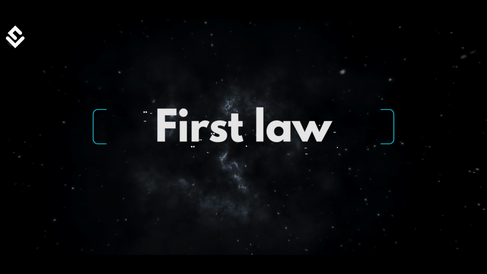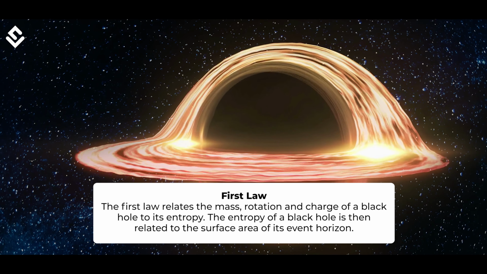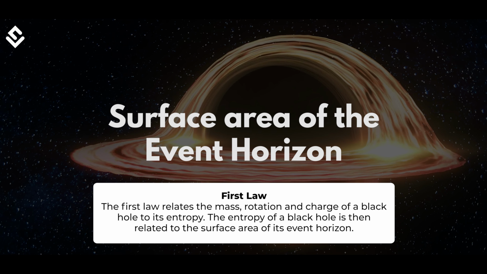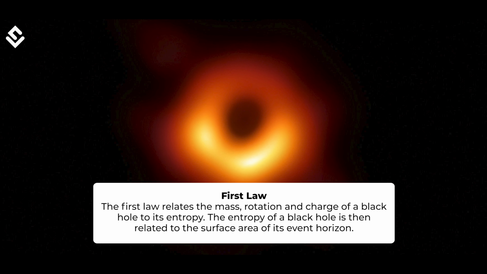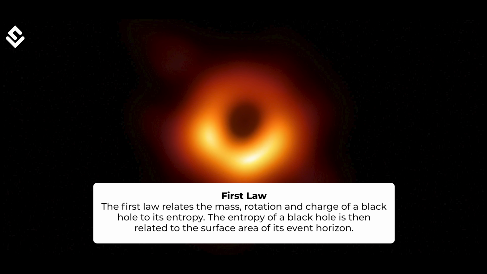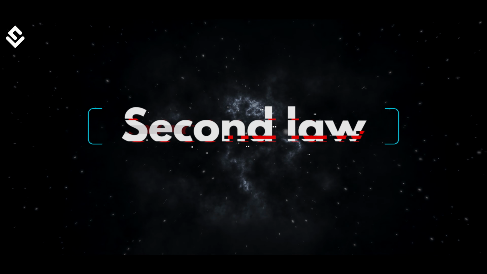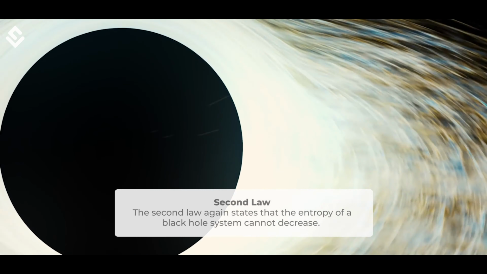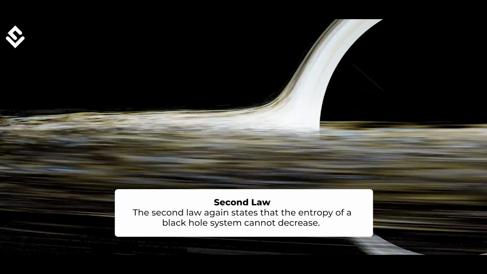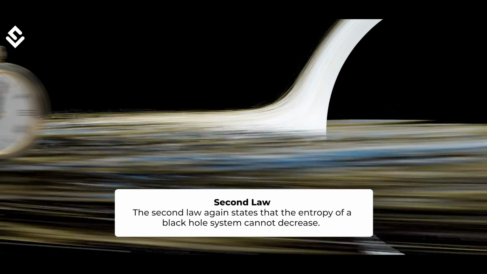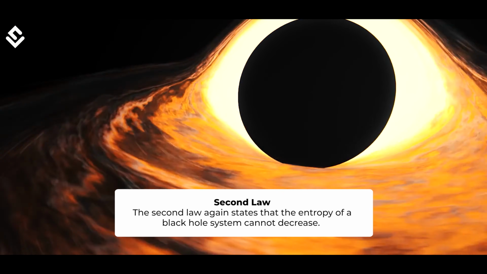First law. The total change in the energy of the black hole is determined by the change in the surface area of the event horizon, change in the angular momentum, and change in electrical charge. These three properties, as we have discussed, are the only three hairs of the black hole. Second law. This law is similar to the second law of thermodynamics, and it states that the area of the event horizon will always be an increasing function with respect to time. Thus, the event horizon will always increase.